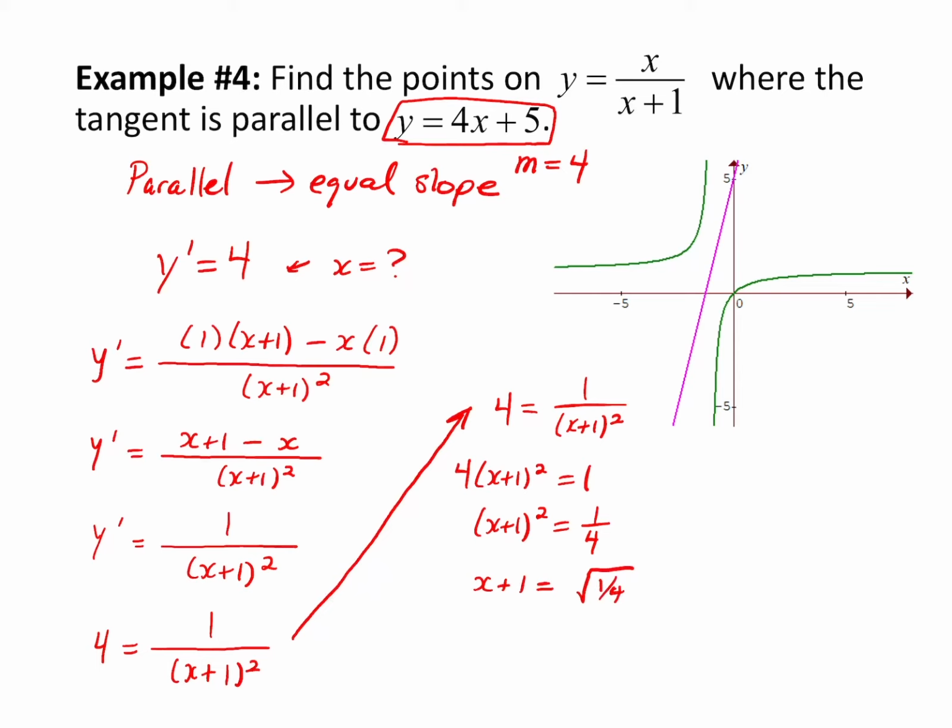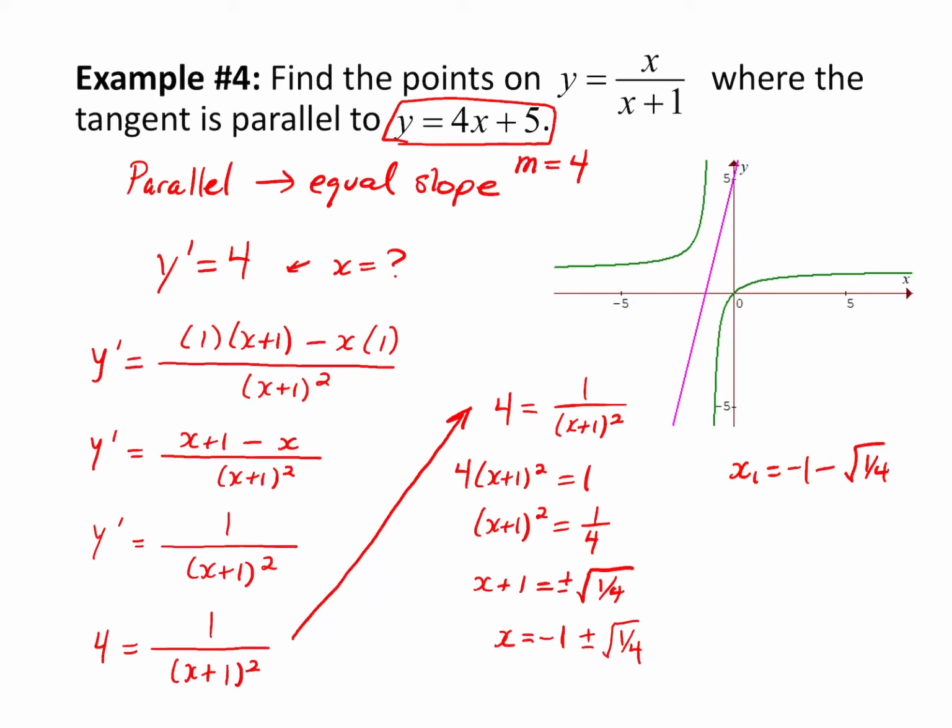Now, I took this square root of a squared term, the x plus 1 squared, so that means we need to also introduce a plus or minus. Then moving the 1 over, we'd get x equals, I'm going to put it out in front of the plus or minus, negative 1, plus or minus the square root of 1 over 4. So that means we have 2 points where the tangent line would be parallel to our y equals 4x plus 5.